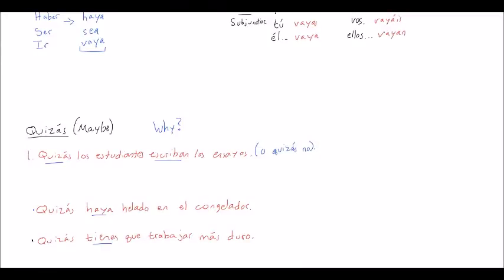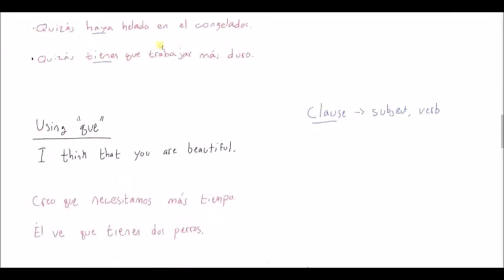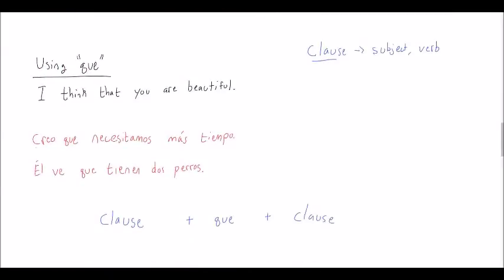Now, expressions like quizás are very useful when we're introducing the subjunctive, but there are other ways, like when we use a clause to introduce the subjunctive. As I scroll down, you're going to see that a clause is a piece of a sentence, and that piece of the sentence has a subject and a verb. Now, the way that we normally combine two clauses, and therefore introduce the subjunctive in Spanish, is using the word que that we see here.